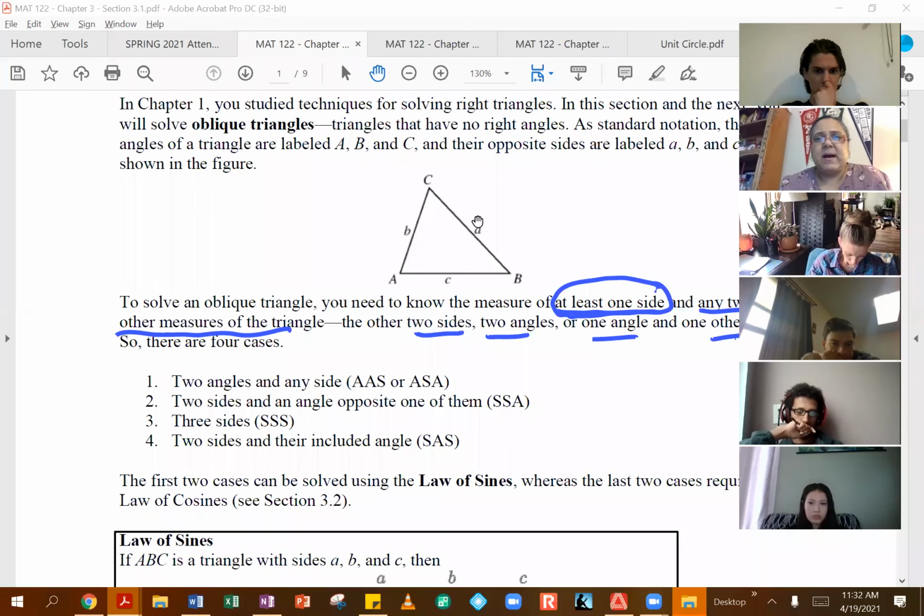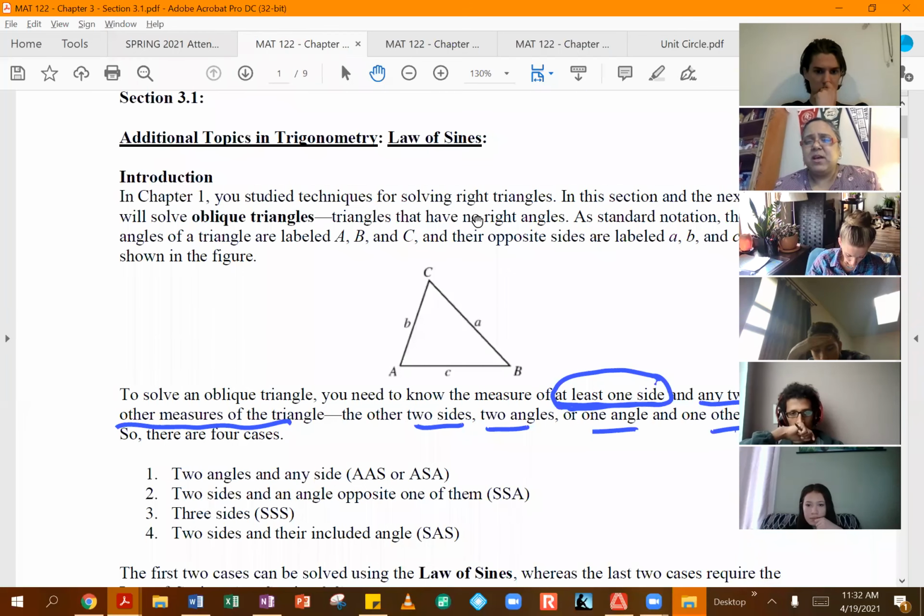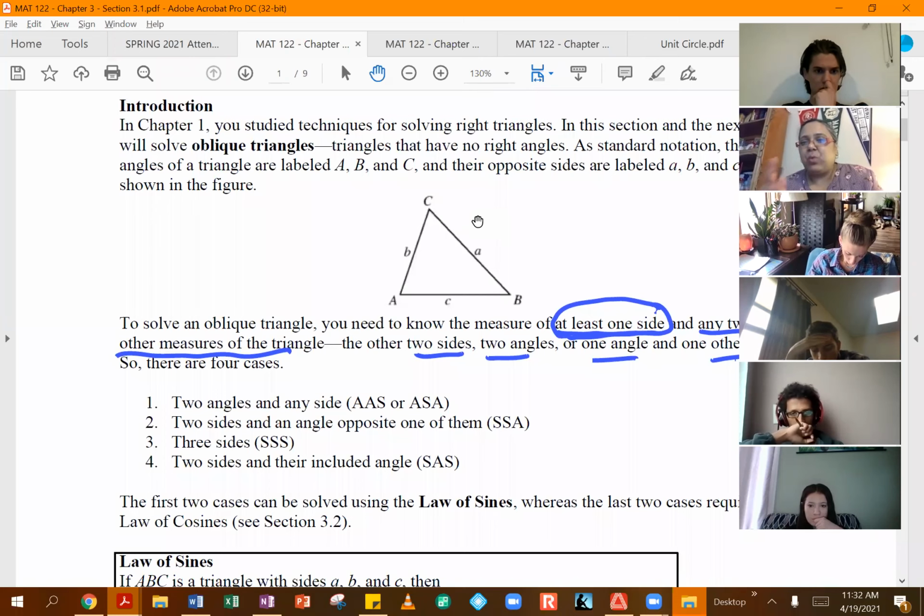Working through these examples. Again, you should know at least one side and then two more measurements. They can be in the form of angles or sides, as long as you have one side. So I will just repeat myself: if they give you all three angles but no measurement of a side, you cannot find the sides of those triangles. You won't be able to solve that triangle.